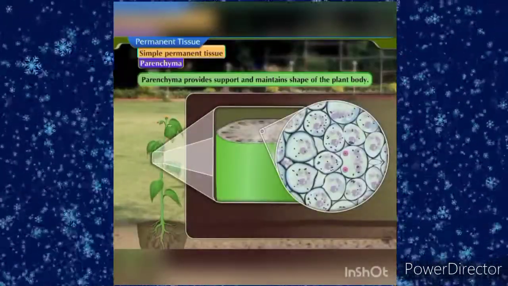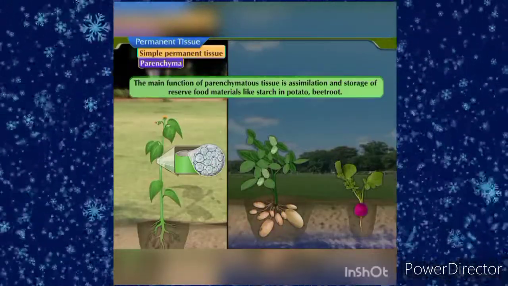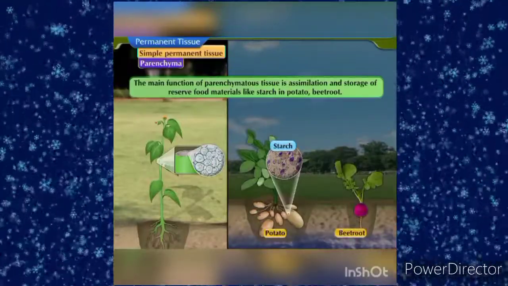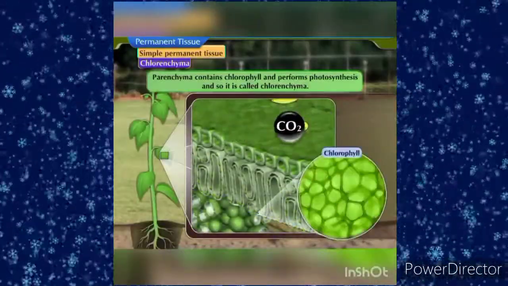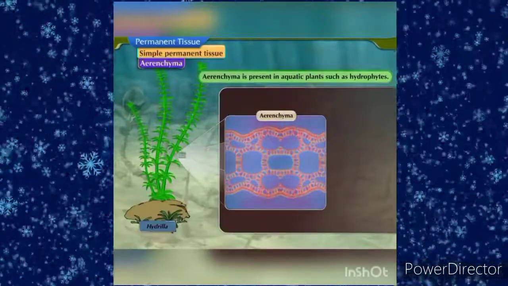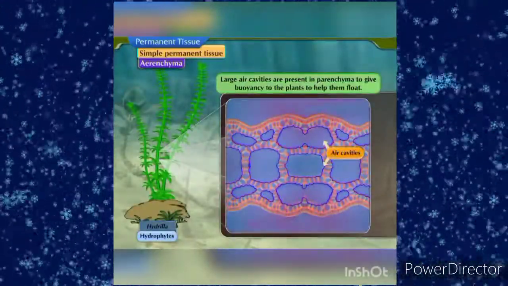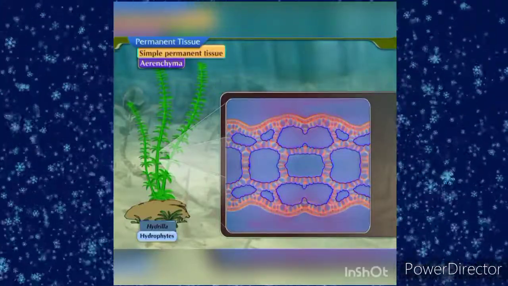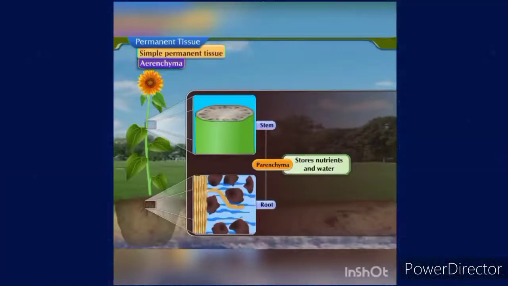This tissue provides support and maintains shape of the plant body. The main function of parenchymatous tissue is assimilation and storage of reserve food materials like starch in potato, beetroot, etc. Chlorenchyma. It is present in leaves mainly. Parenchyma contains chlorophyll and performs photosynthesis, and so it is called chlorenchyma. Arenchyma. It is present in aquatic plants such as hydrophytes. Large air cavities are present in parenchyma to give buoyancy to the plants to help them float. Such a parenchyma type is called arenchyma. The parenchyma of stems and roots also stores nutrients and water.